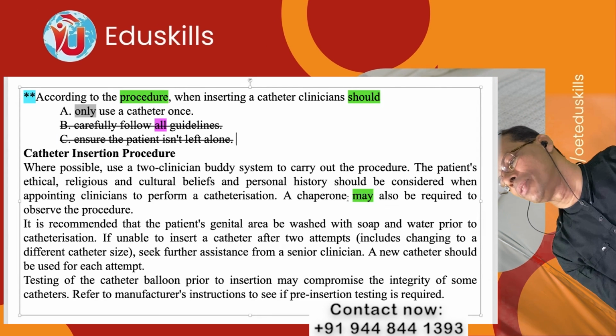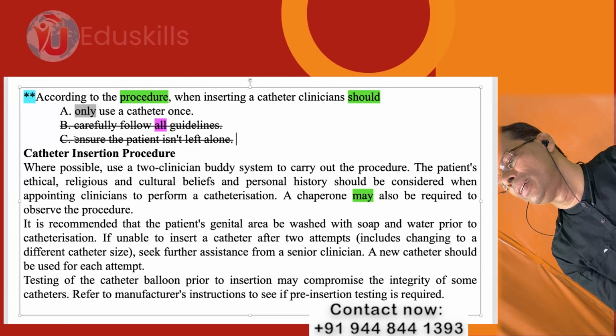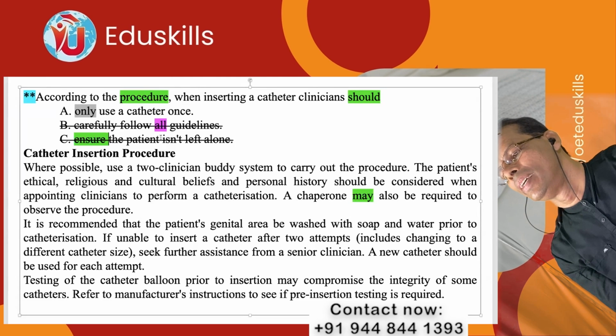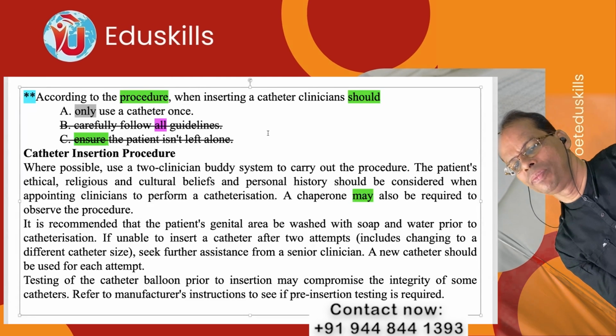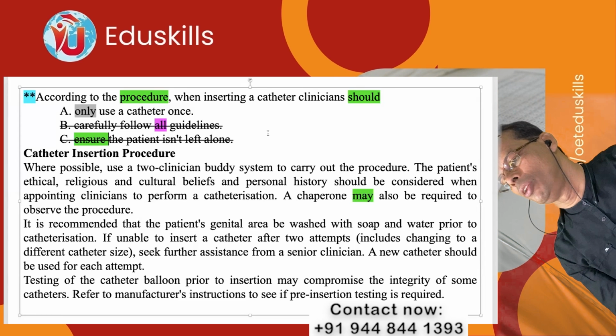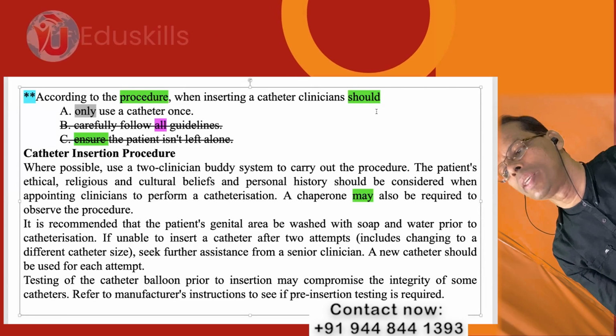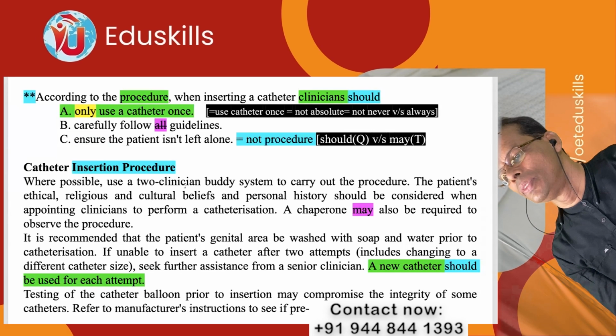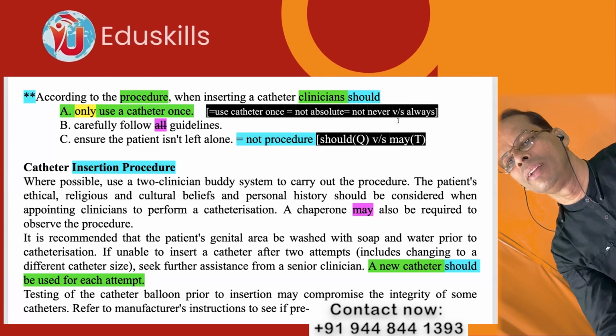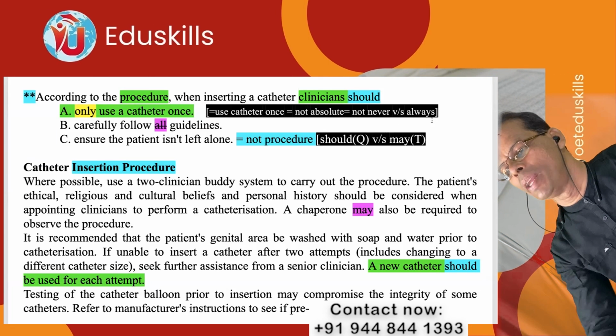Ensure is a synonym of must. I had given you the list of synonyms for must. So here it doesn't speak about must, it speaks about should. See, again, it's about procedure. So use catheter once means not absolute, because it's not never, not always. It's not the extreme ends.